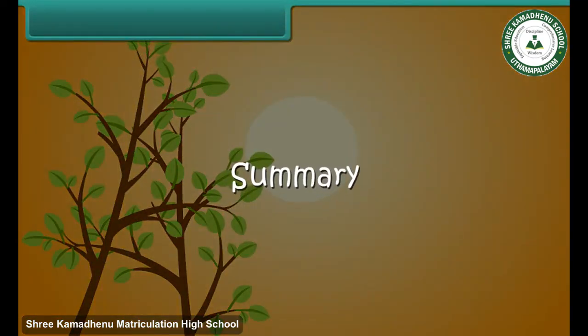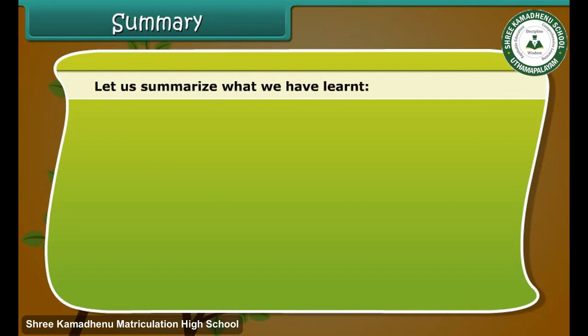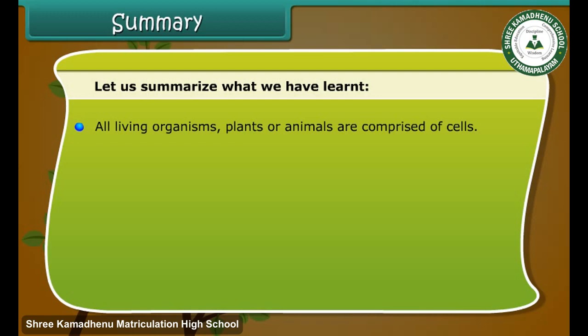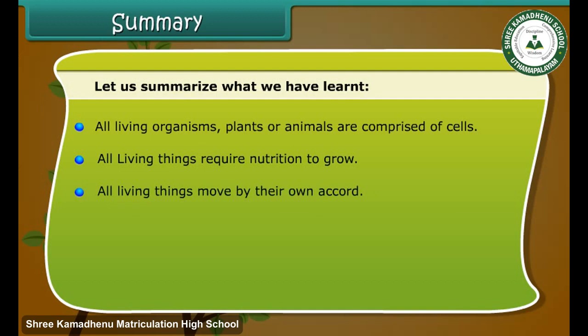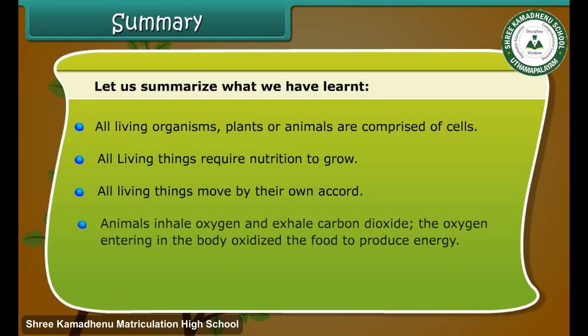Summary. Let us summarize what we have learned. All living organisms, plants or animals, are comprised of cells. All living things require nutrition to grow. All living things move by their own accord. Animals inhale oxygen and exhale carbon dioxide. The oxygen entering the body oxidizes the food to produce energy.